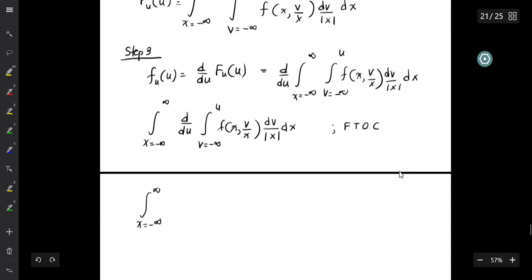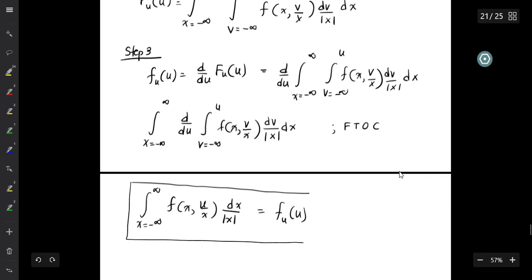And when we apply the FTOC, what will happen? We have to replace v with this u. Okay, so your final answer will be f of x, u over x, and we have the dv and all the things will be gone. You'll end up with just dx over absolute value of x. So this is the density function of u when u is the product of two random variables.